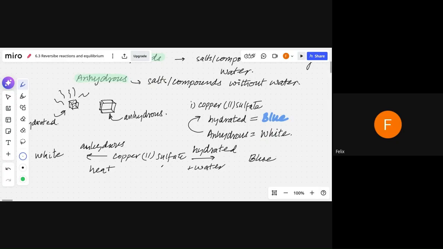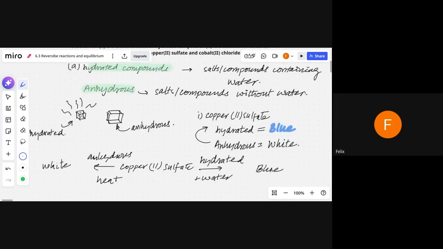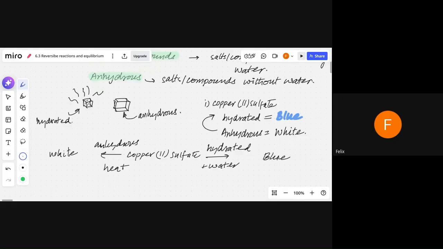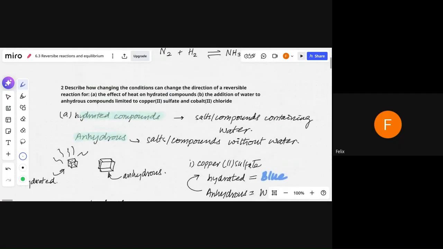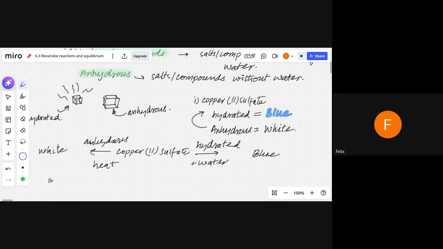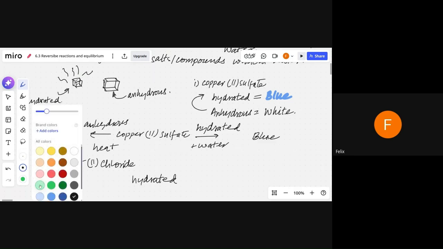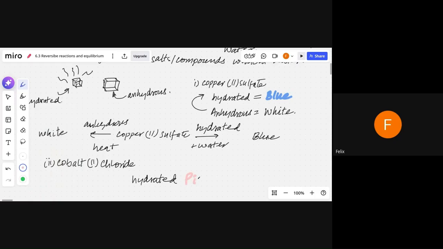Yeah, so you need to remember it like this, right? And this is a memory-based question. You must memorize this. If you don't remember this, you will not be able to answer this question. And the next one is cobalt 2 chloride. Okay, so the second one is cobalt 2 chloride. So what happens to cobalt 2 chloride? Again, you have to remember. So hydrated, the crystals are pink. It will have a pink color.